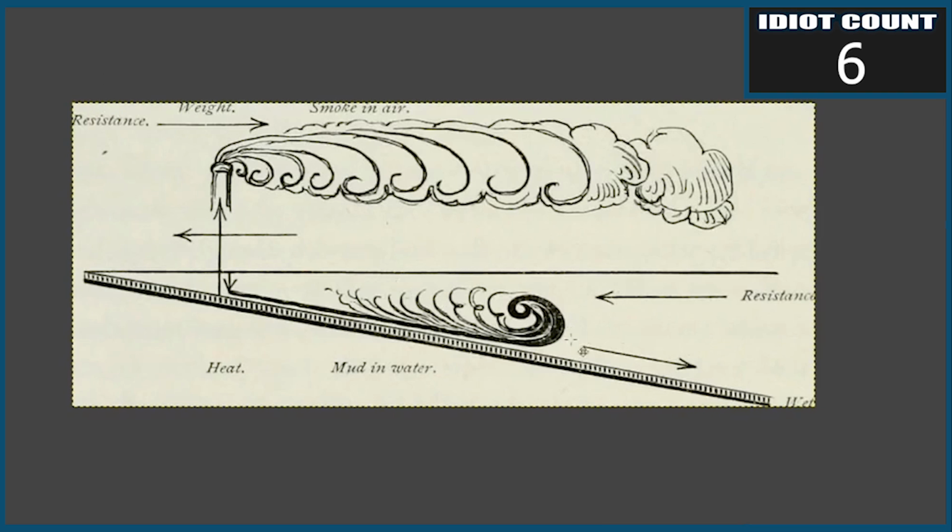We have, you can see here, this is supposed to be mud in water that gets churned up, and then we have smoke in the air as we get movement. So we have what appears to be a chimney here from maybe a train or something. As it's moving forward, then this resistance is generated, and we get these eddies of smoke, just as we get these eddies of the mud in the water.